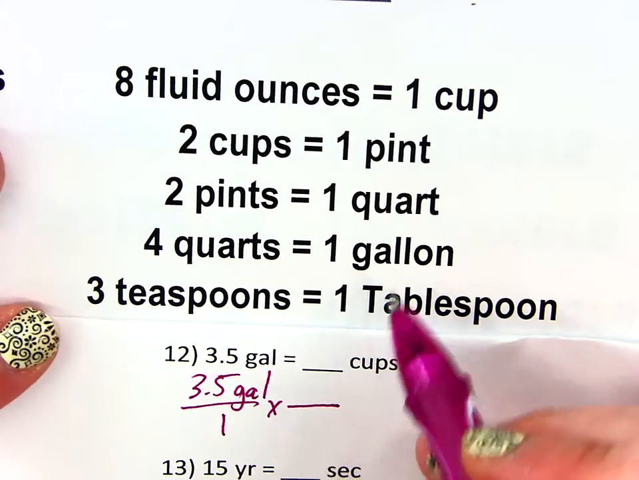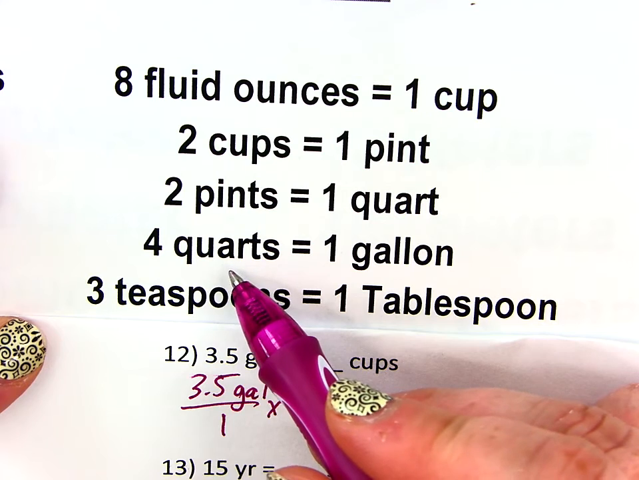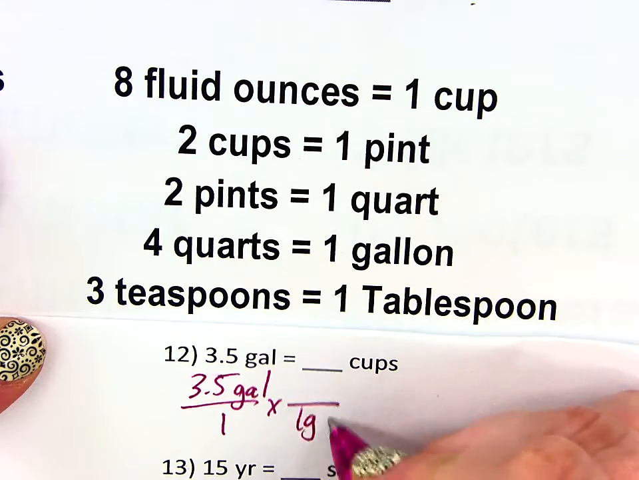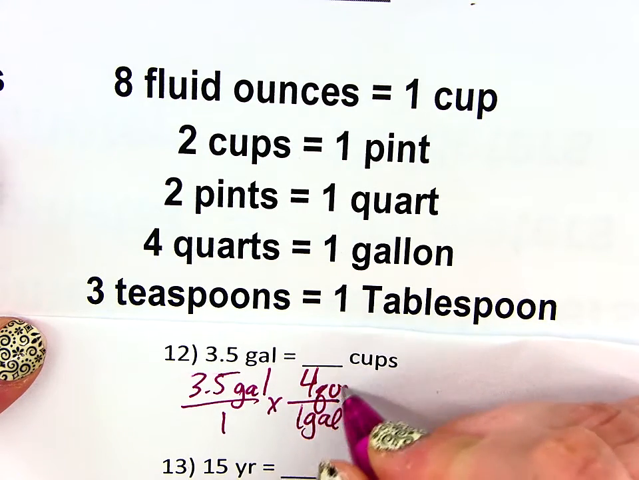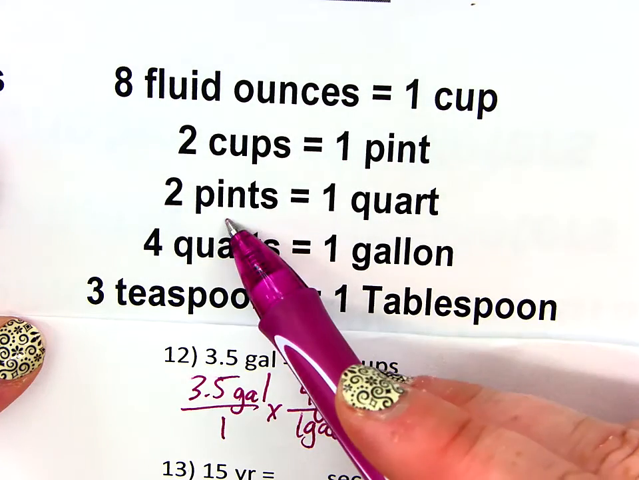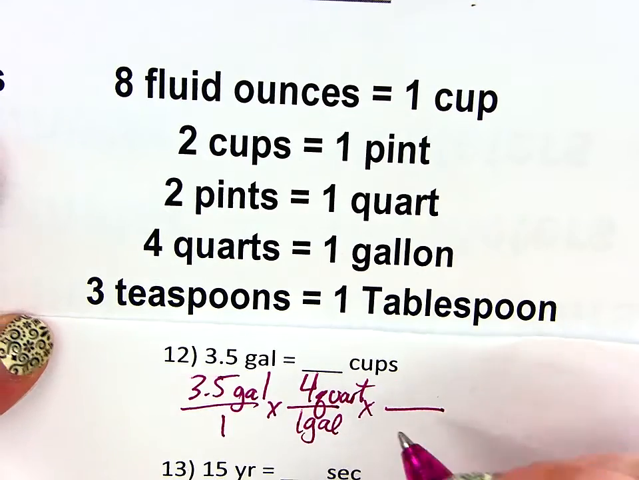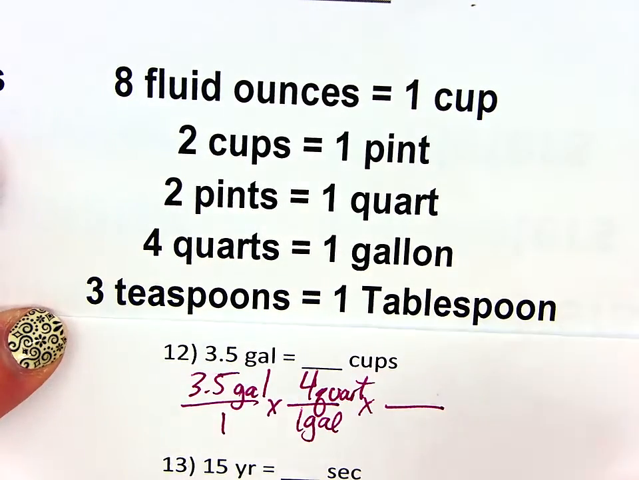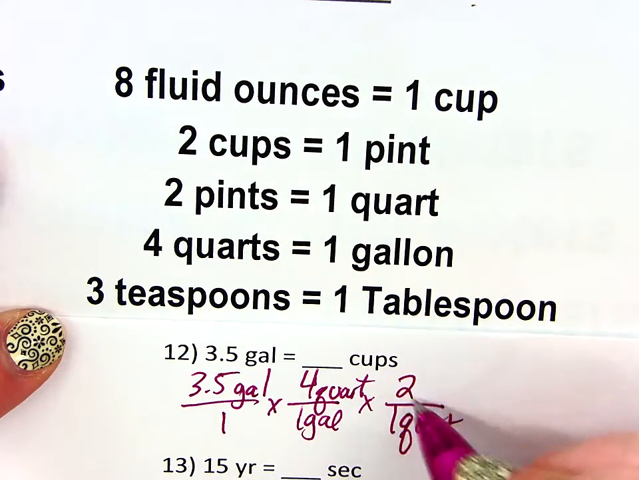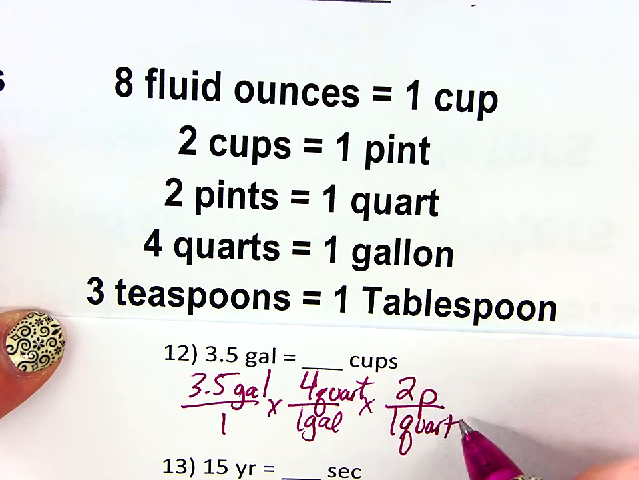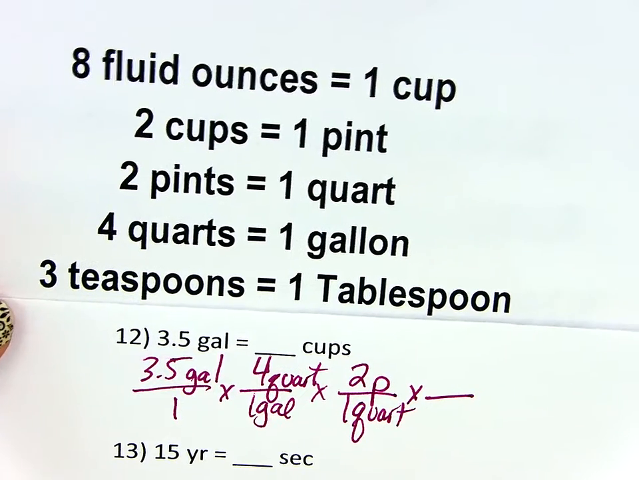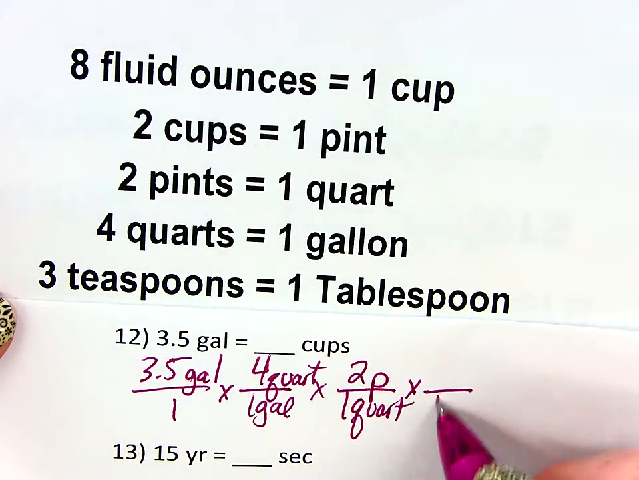So gallons. 1 gallon is 4 quarts. So that's going to be my next fraction. What goes on the bottom? 1 gallon, 4 quarts. The next one, I'm going to get down from quarts down to pints. So what goes on the bottom? Yep, 1 quart on the bottom, 2 pints on the top. Then I can go from pints down to cups. 1 pint, 2 cups.